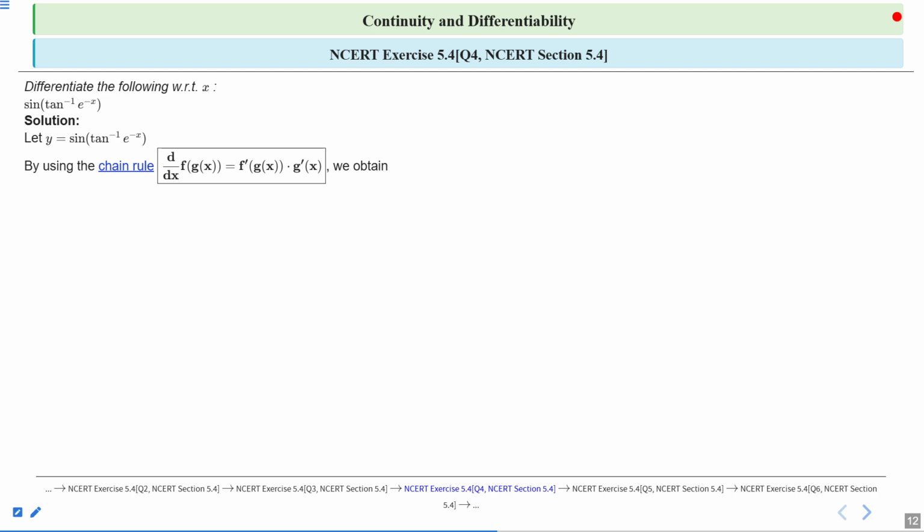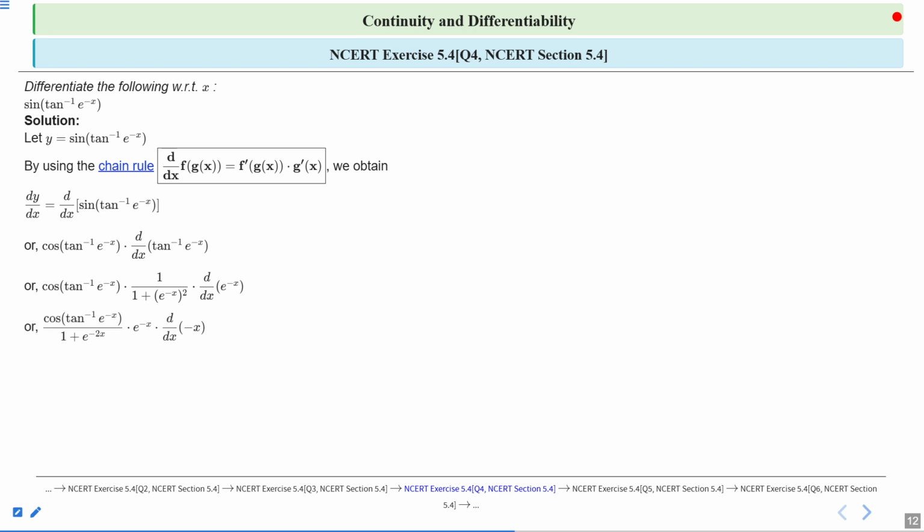d upon dx of f of gx will be equal to f dash gx into g dash x. Therefore, we obtain dy upon dx will be equal to d upon dx of sine tan inverse e to the power minus x, or cos tan inverse e to the power minus x into d upon dx of tan inverse e to the power minus x, or cos of tan inverse e to the power minus x into 1 upon 1 plus e to the power minus x square, into d upon dx of e to the power minus x. Clear?